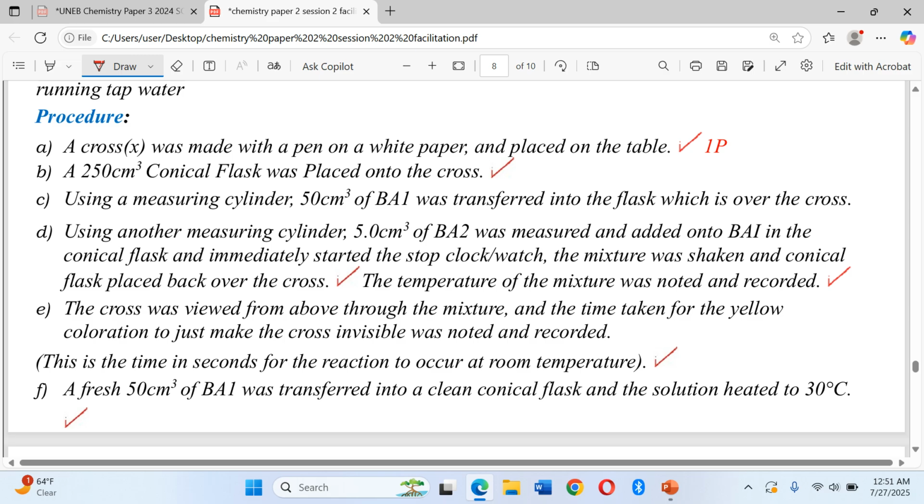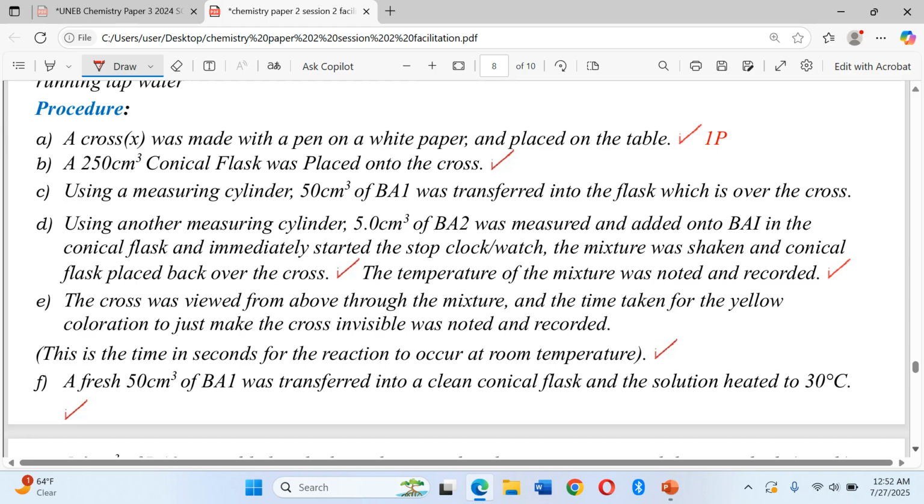The cross was viewed from above through the mixture, and the time taken for the yellow coloration to just make the cross invisible was noted and recorded. Then a fresh 50 cubic centimeters of BA1 was transferred into a clean conical flask and the solution heated to 30 degrees Celsius.